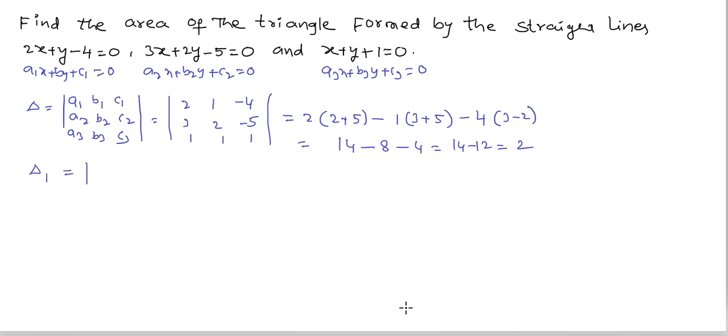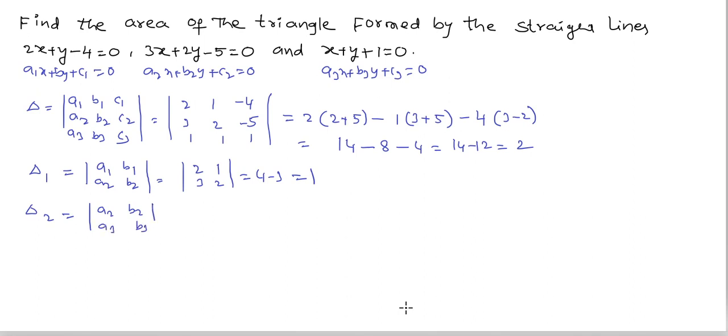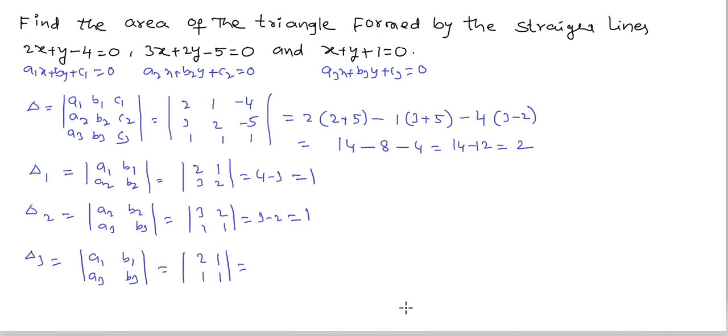Delta 1 is equal to the determinant of a1 b1, a2 b2, equal to 4 minus 3. Find delta 2 equal to the determinant of a2 b2, a3 b3, that is 3 2 1 1, 3 minus 2 is equal to 1. Delta 3 is equal to the determinant of a1 b1, a3 b3, is equal to 1 minus 1, is equal to 1.